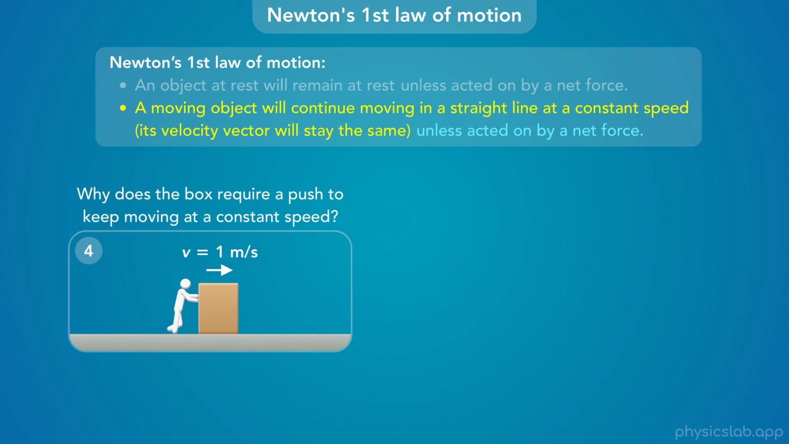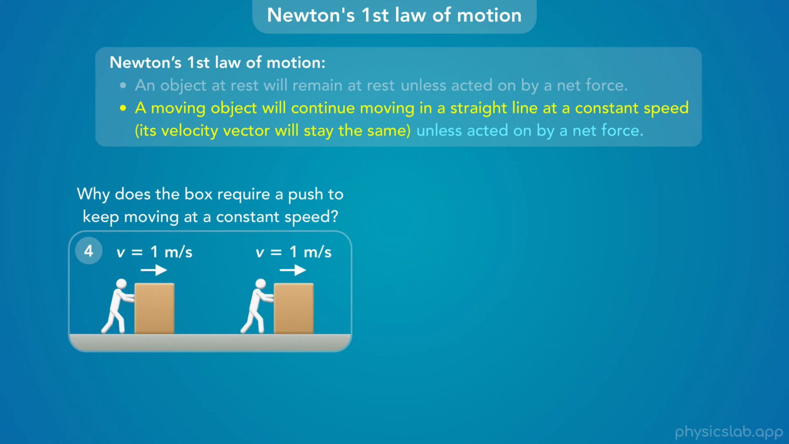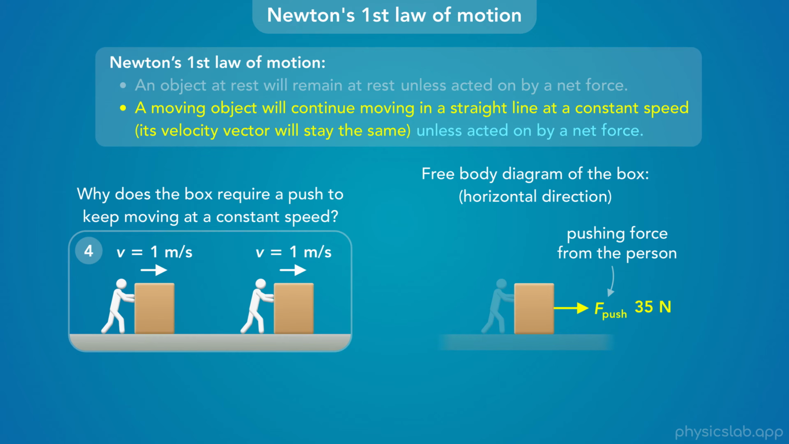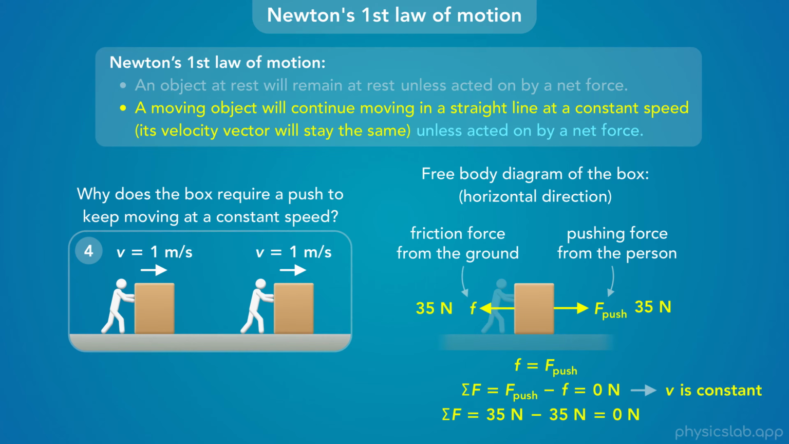Next, why does this box require a push to keep moving at a constant speed? Let's say the person is pushing the box to the right with 35 newtons of force. If the box is moving at a constant speed, Newton's first law tells us that the net force must be zero. So there must be a 35 newton friction force, or some other force, acting to the left. The box does require a net force to start moving from rest. Maybe another person helped to get it moving. But while it's moving at a constant speed of 1 meter per second, the net force must be zero. If either force was greater, then the box would speed up or slow down.